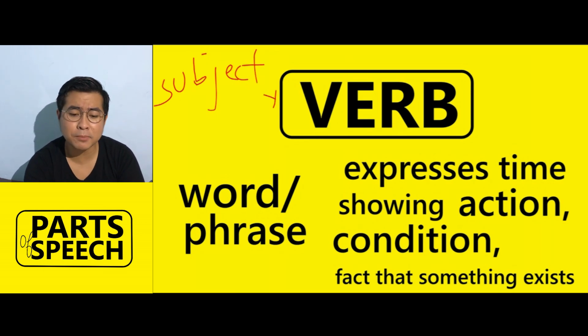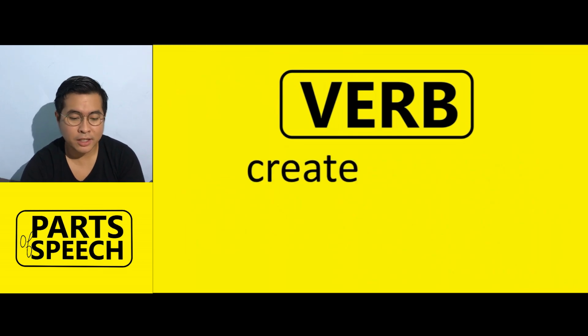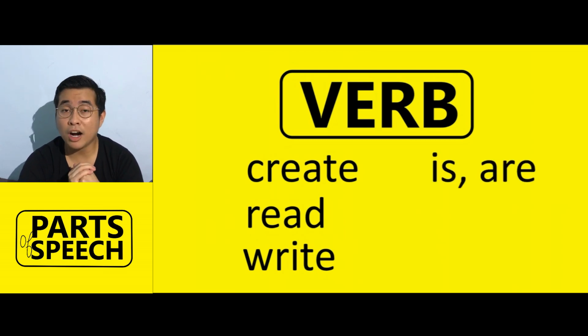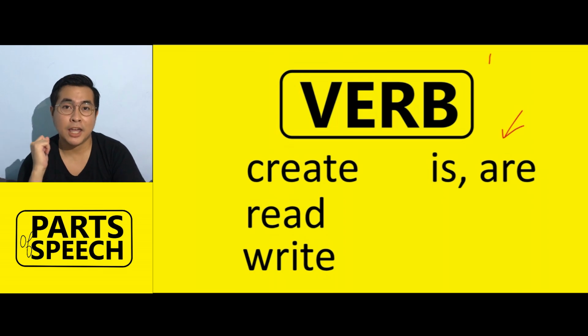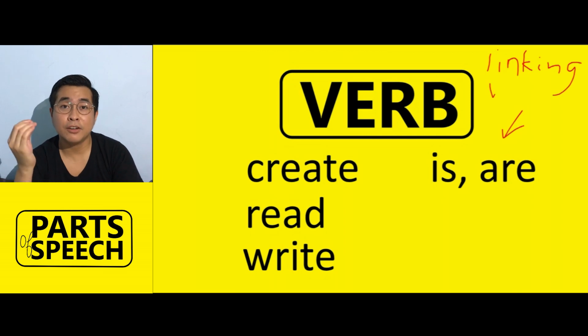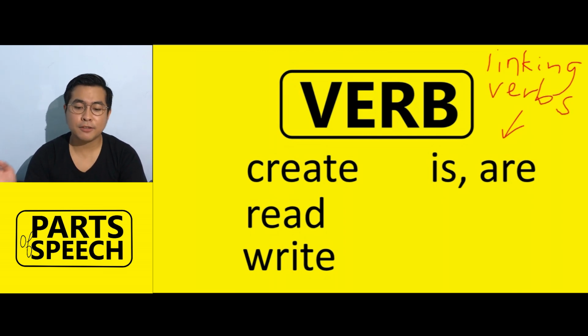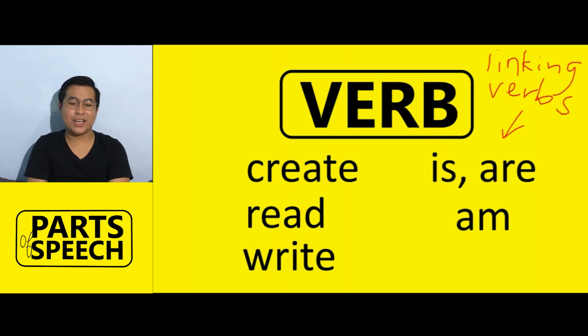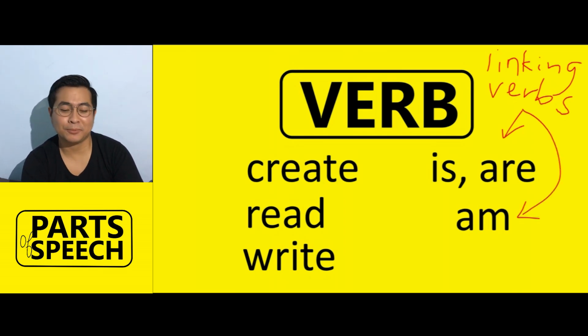Now, examples of verbs. Here, we have create, an action verb, read, write. And these two, we have is and are. They are not actions, but they are linking verbs. So again, in the video for verbs, we will talk about them. So just review them. They are examples of verbs. So your is and are, and for the pronoun or the subject I, we have a special linking verb that is am. Okay? So that's your verb.